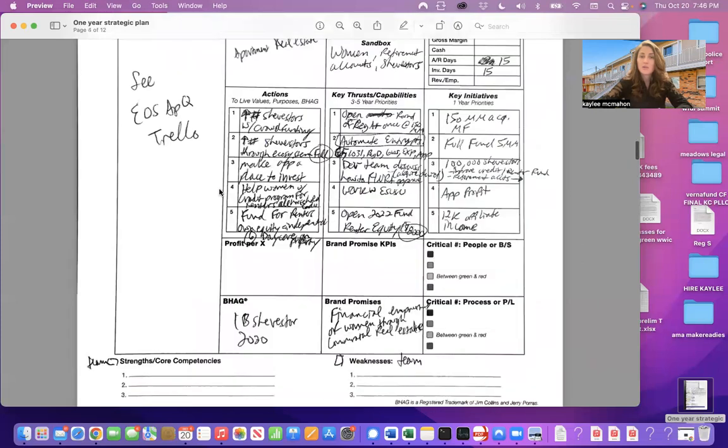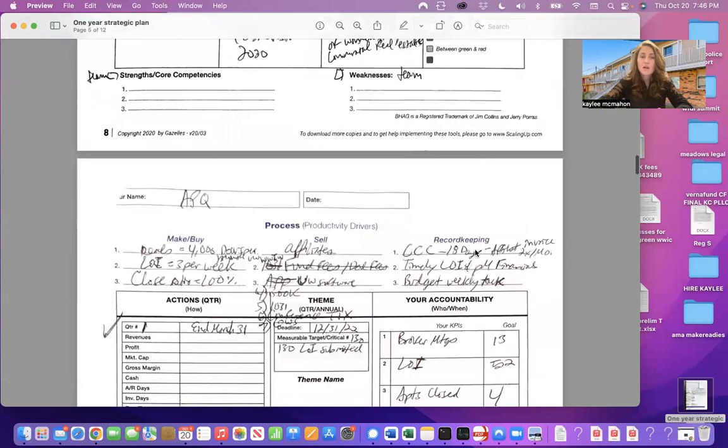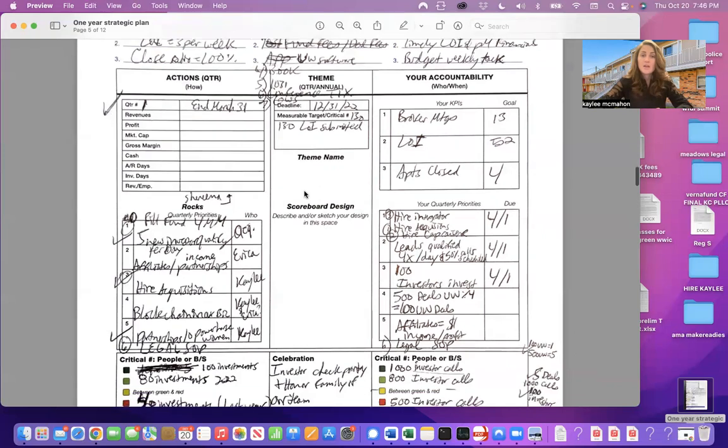I believe that was up here, the goals. So that transfers down here. Now we're talking about, okay, what is our theme? If we were talking to our company, for us, we wanted 130 letters of intent submitted. And then what we wanted to do was design an LOI party when we met that goal, right? And so you want a scoreboard to keep track of all of this.